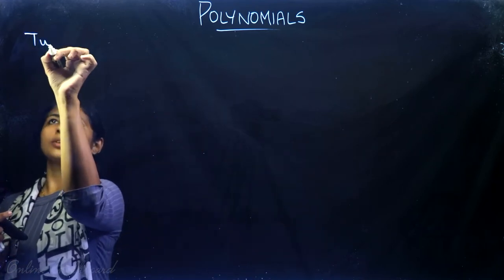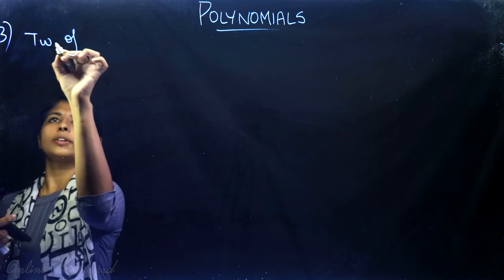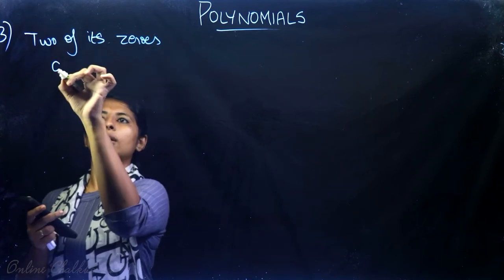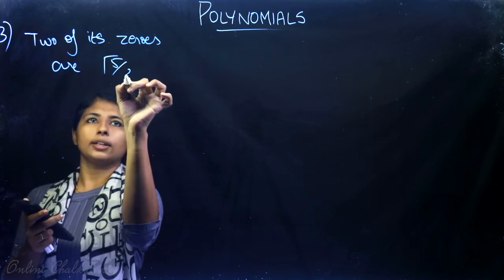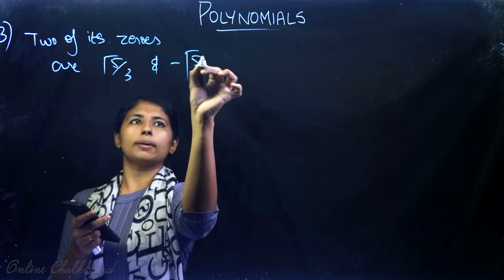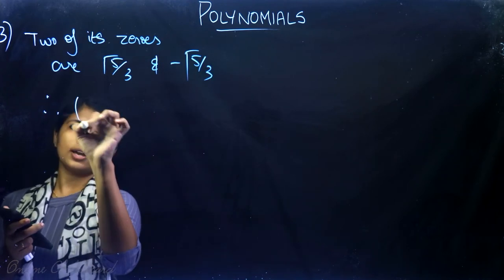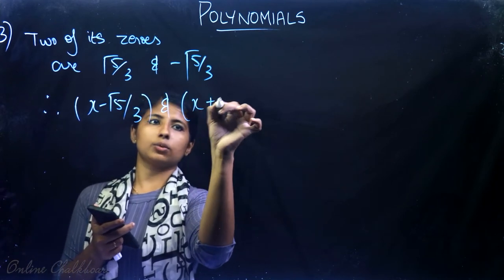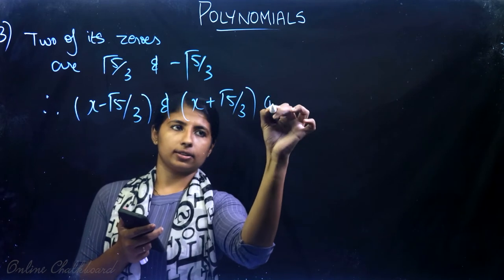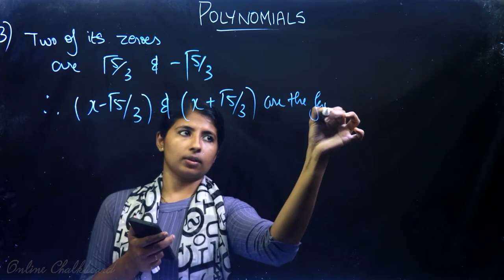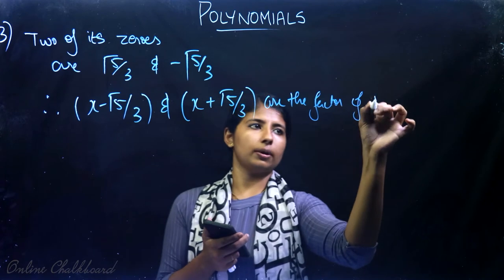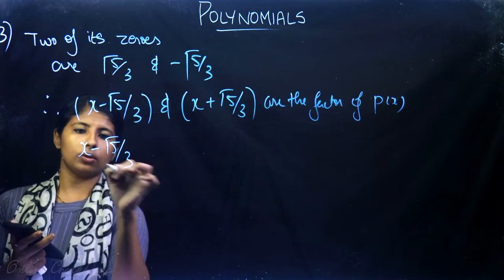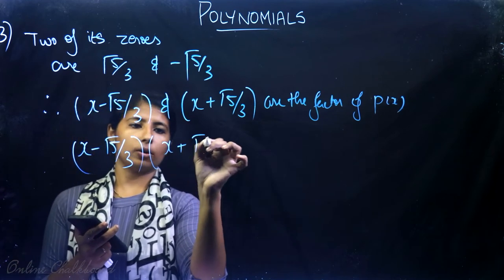Since two of its zeros are root 5 by 3 and minus root 5 by 3, therefore x minus root 5 by 3 and x plus root 5 by 3 are the factors of the polynomial p of x. So the product of these factors is also a factor of the polynomial, right?